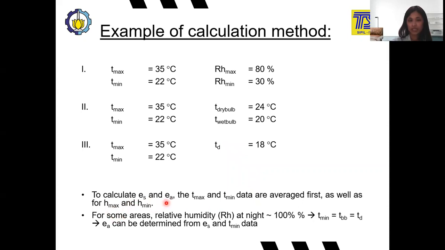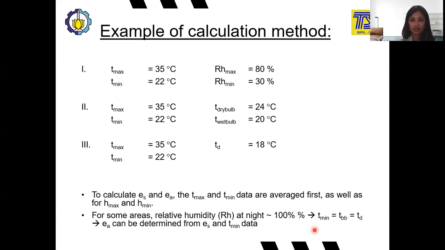To calculate ES and EA, here we have maximum and minimum, but we have to average them so that we have the temperature average. And then for the RH, we have to also average them so that we have RH average. And for some areas, sometimes the relative humidity at night is near to 100%.